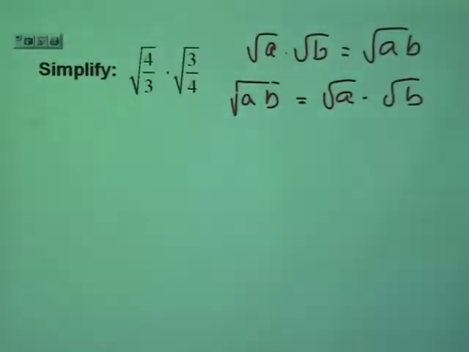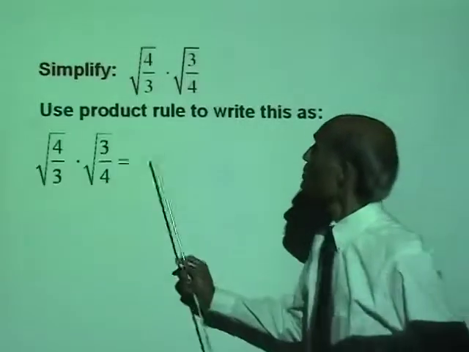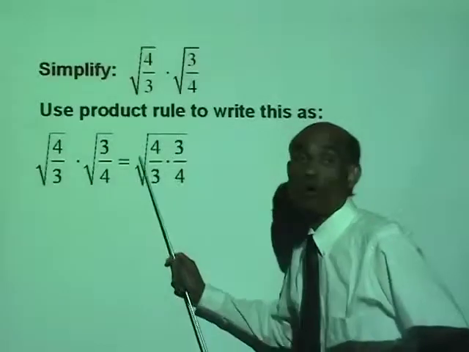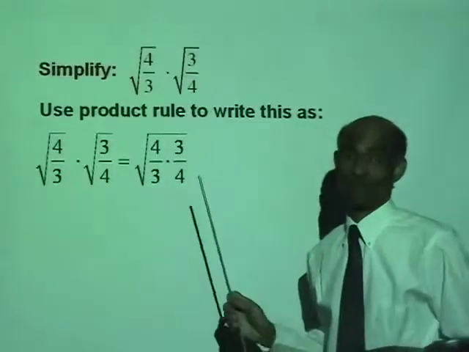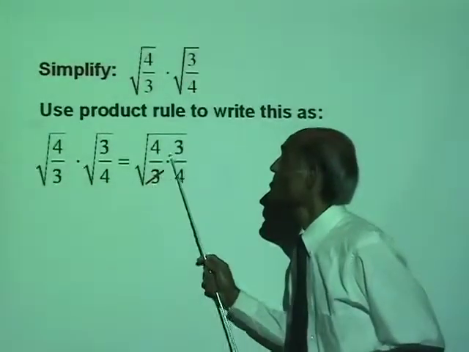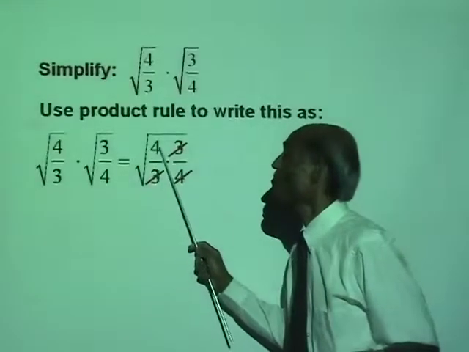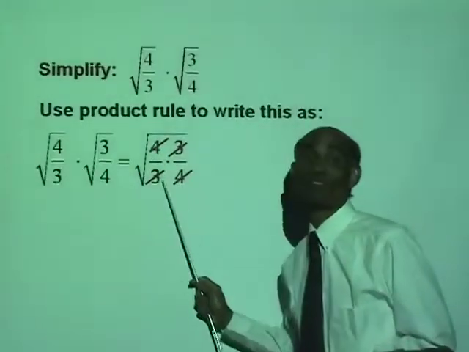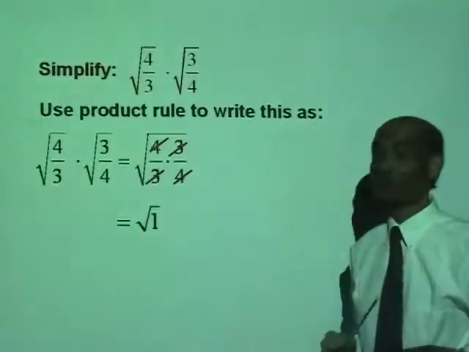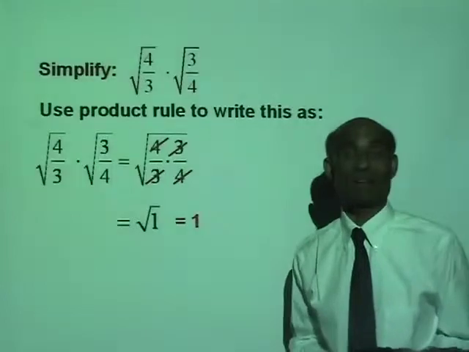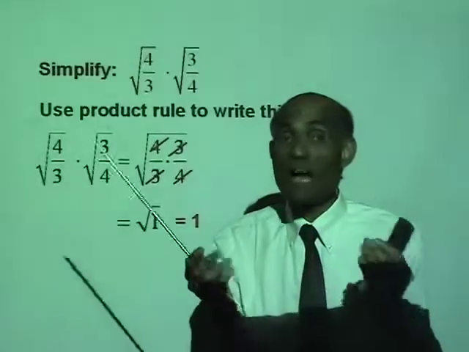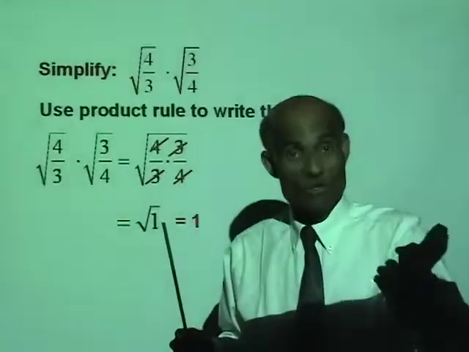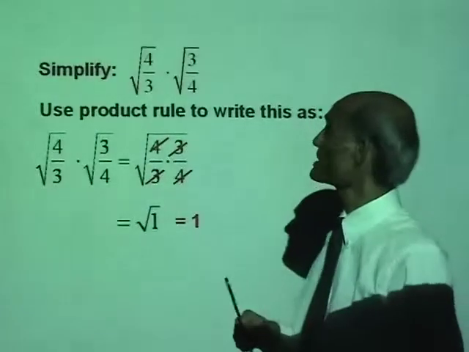Okay, let's write that. So, using the product rule, this now becomes square root of 4 over 3 times 3 over 4. Well, you know, the 3 and the 3 cancel, the 4 and the 4 cancel. So what is this? This is a 1. That is equal to square root of 1, which of course is 1. Okay, so you must be familiar with all these simple rules and know when to use what rule to simplify these kinds of simple expressions.